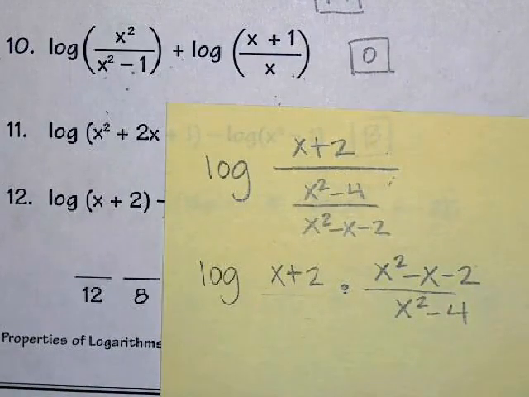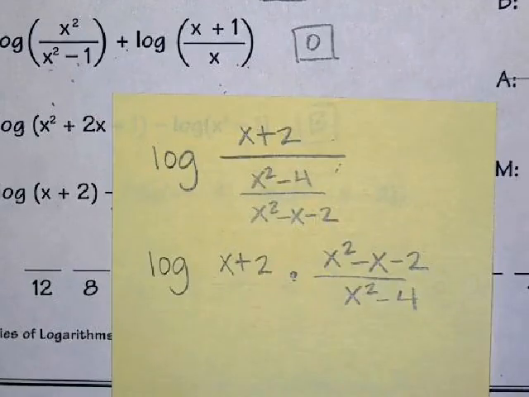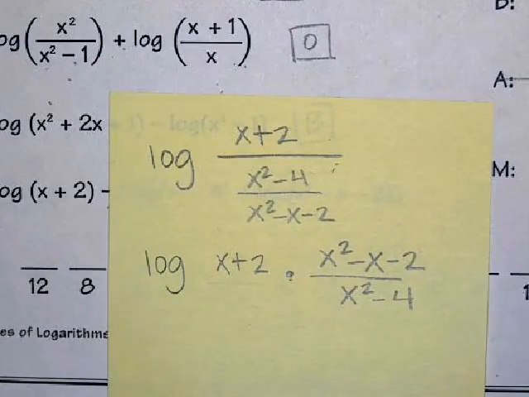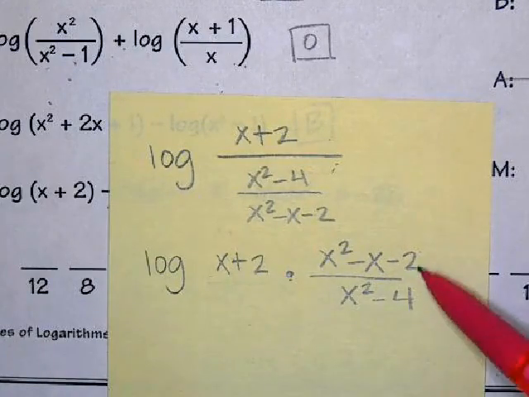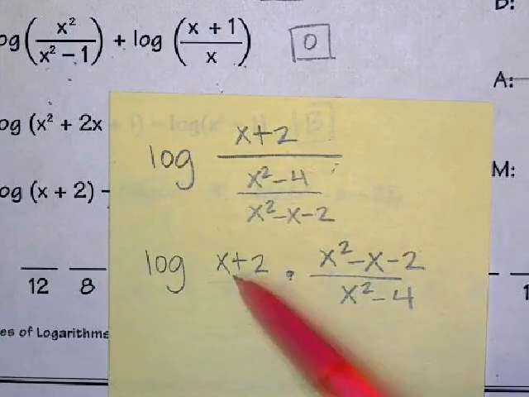And now we got some factoring to do. Any ideas on how to factor? So this one looks like a factor already. I'm going to put parentheses around it so we can recognize it as a factor. And then any ideas on how we could factor either of these?